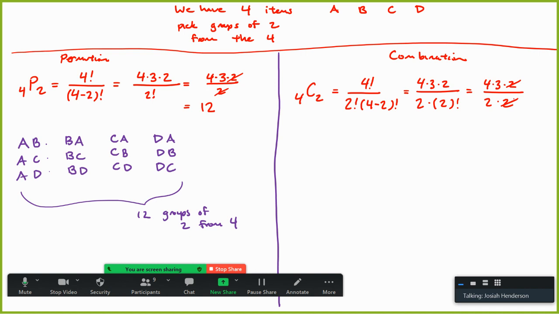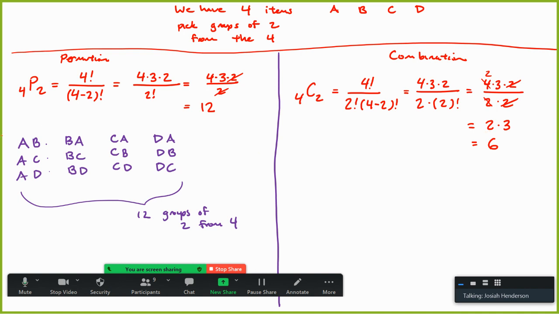2 over 2 can just straight up cancel. 4 over 2 can be divided. 4 divided by 2 is 2 on top. So I'm dividing and canceling that 4 over 2. That becomes a 2. And there's our 2 times 3. So this says there's 6 different ways to pick 2 items from the 4, and the order doesn't matter.